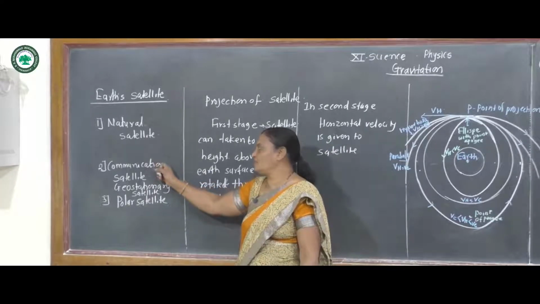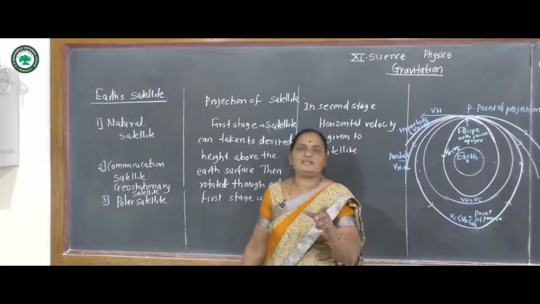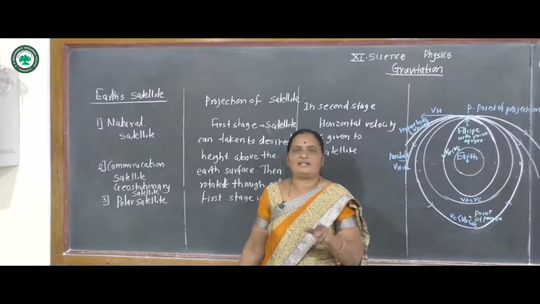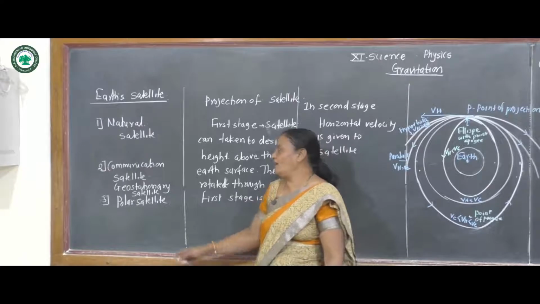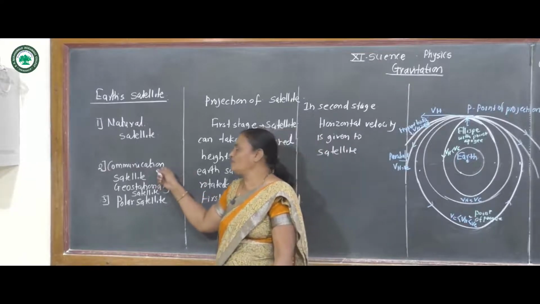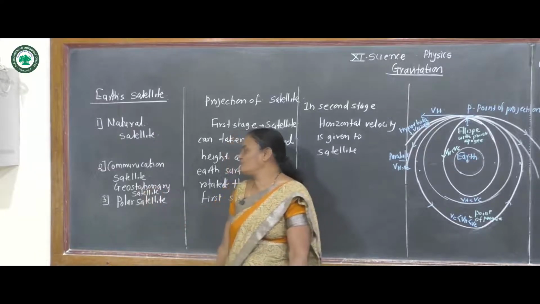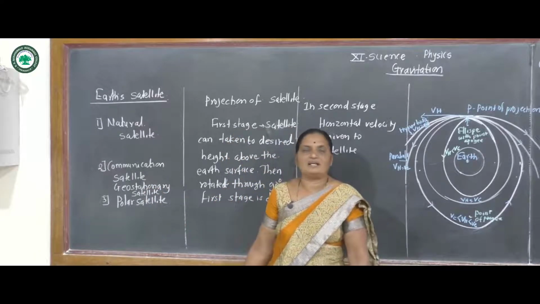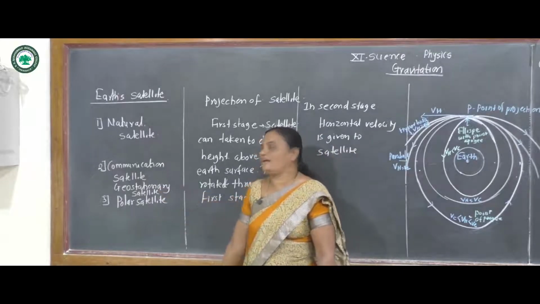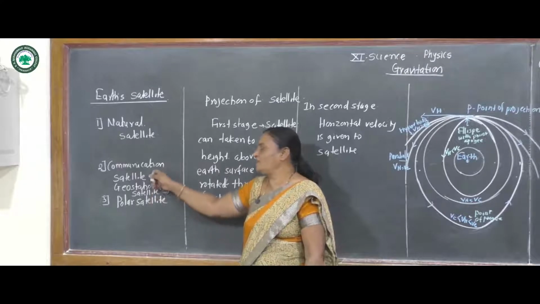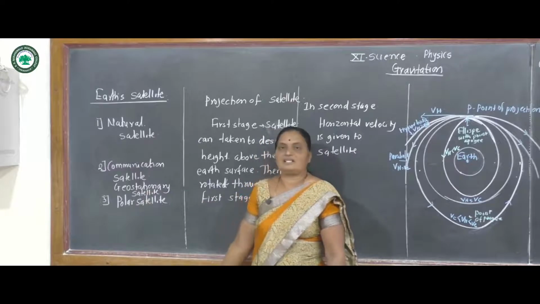Now artificial satellite. There are different types of artificial satellite. Artificial satellites are man-made satellites. Man launches the satellite into space, and such types of satellites are communication satellites. It is also called a geostationary satellite. Polar satellites are also artificial satellites. Now what is the use of these satellites? There are different types of satellite: communication satellite, polar satellite, geostationary satellite.